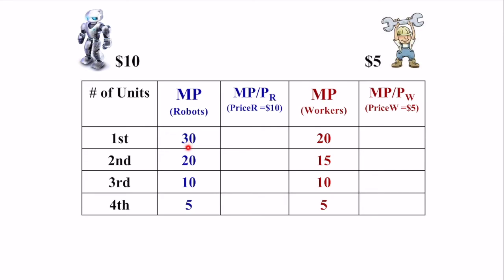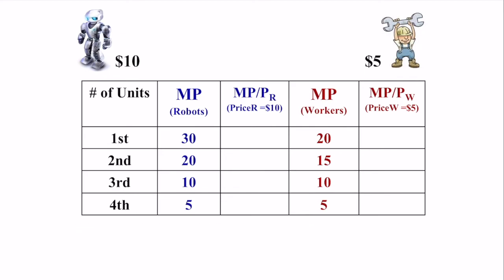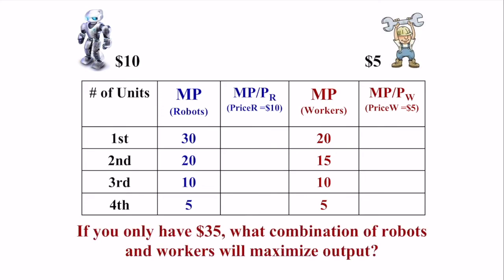So if the first machine brings in 30 and it cost me $10 to hire, then that should tell you, I haven't got to that point yet. That should tell you the point that we should hire. So let me give you a budget here, just like I would for consumer. Let's say the firm can only spend $35. What combination of robots and workers will maximize the firm's output? Okay, and I'll just do this one with you here.